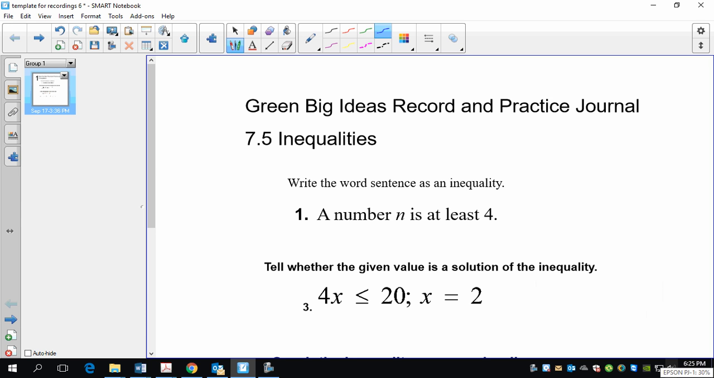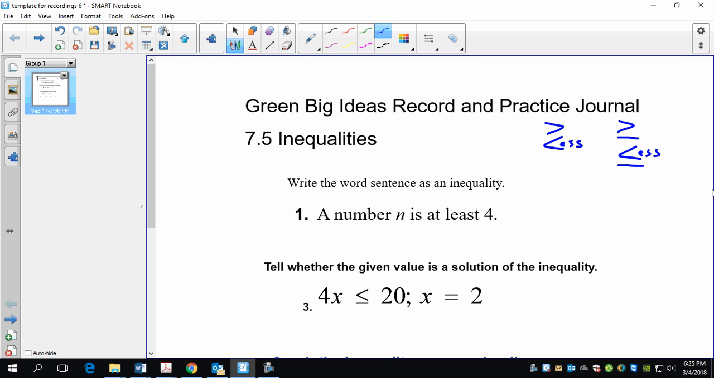Okay, we are working on the Green Big Ideas Record and Practice Journal, and today we're working on 7.5, and our focus today is inequalities. We're actually introduced to a couple new symbols today. First, we have the old standard ones, greater than, less than, and again, I put the ESS in there just so I remember which one is less than. And then we also are introduced to greater than or equal to, and less than or equal to. And we use those symbols when we're dealing with inequalities.